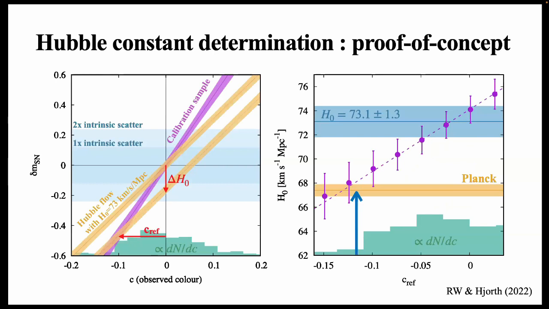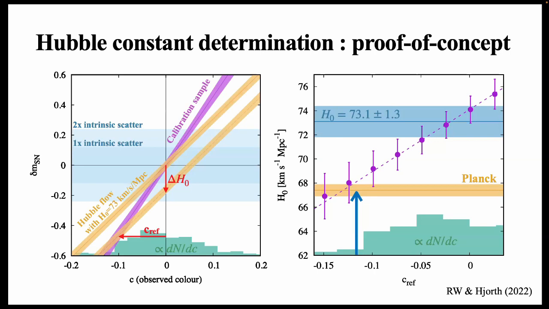And this is just a proof of concept. What happens if I choose different reference colors for matching the supernova brightness-color relation in the calibration sample and in the Hubble flow? If I choose zero, zero is nothing special, but it's very close to the mean color in the supernova sample. If I choose zero, we recover the standard value, 73.1 plus or minus 1.3.